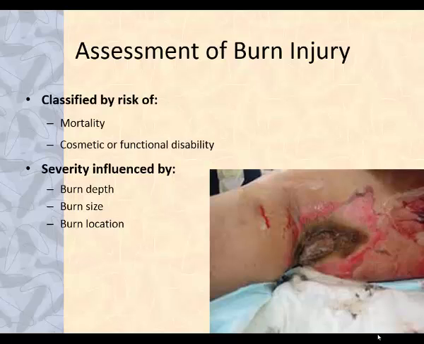Burn location. Head, neck, and chest have increased pulmonary complications. Hands and joints are at increased risk of physical or vocational disability. And in the perineal area, autocontamination is a high risk. And circumferential burns contribute to a tourniquet-like effect. So that area is at risk for reduced circulation and therefore further complications.